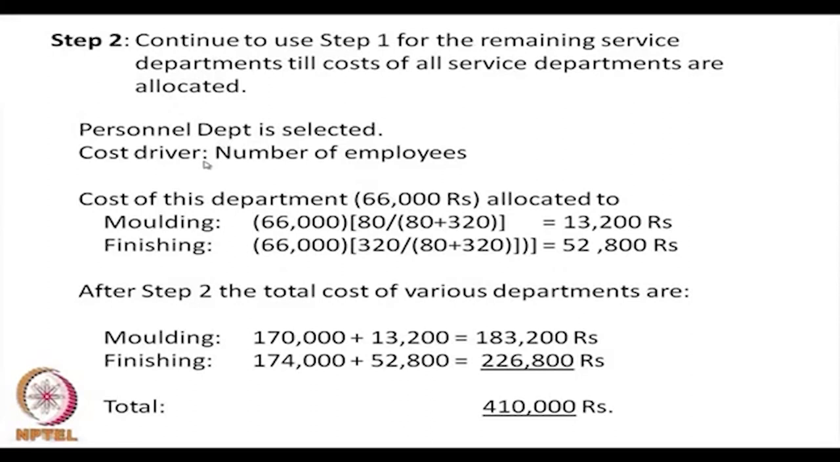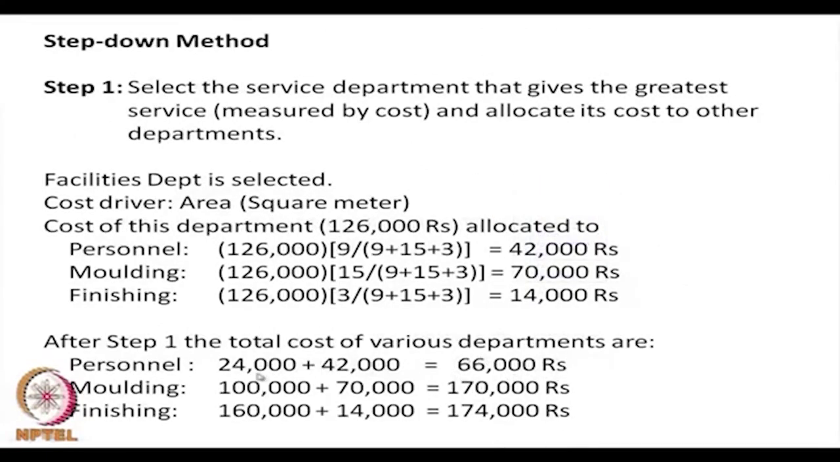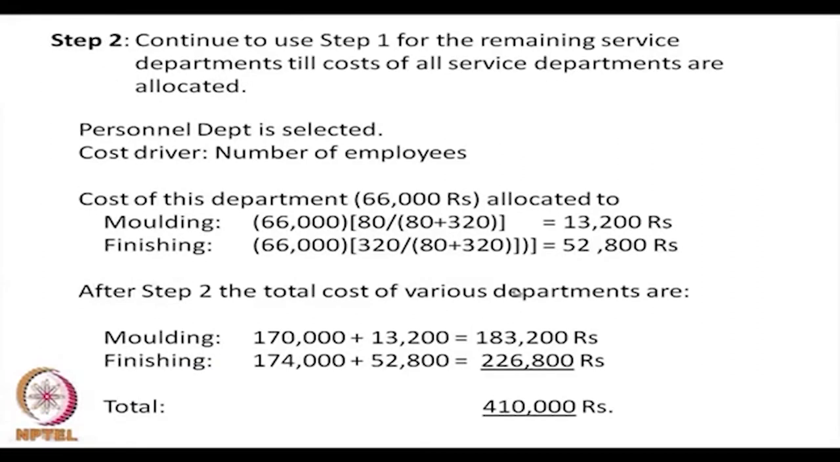And the cost driver for personnel department, as we already know, is number of employees. Cost of this department is known as 66,000. The 66,000 is actually the total cost, the direct cost of personnel department plus the cost allocated from the facilities department together, and this cost has to be now allocated to molding and finishing. The cost allocated from the personnel department to molding is therefore 80 employees in molding divided by 80 plus 320, which is 400. This is therefore the cost allocated from the personnel department to the molding department.